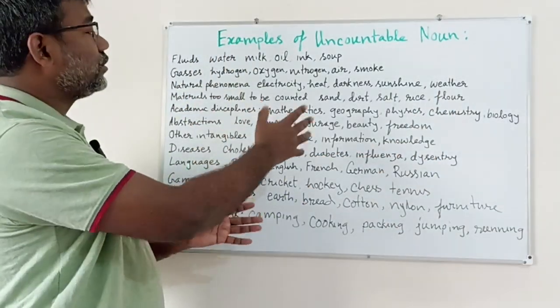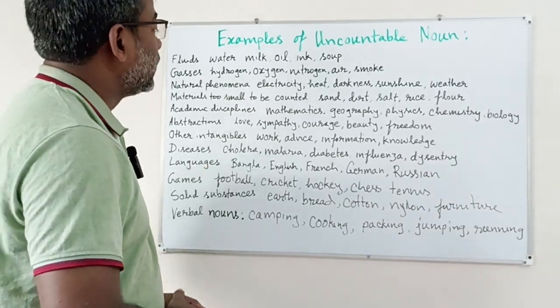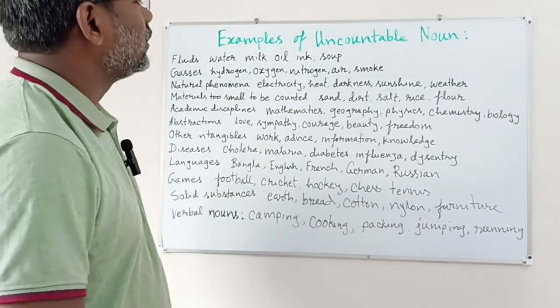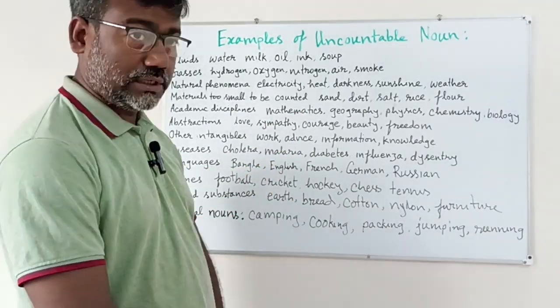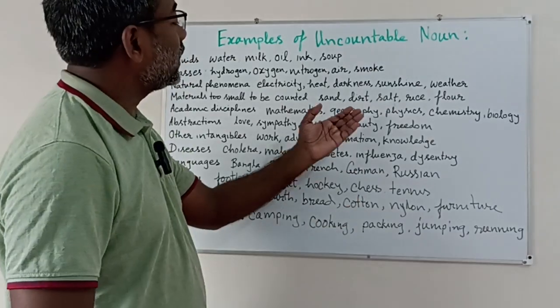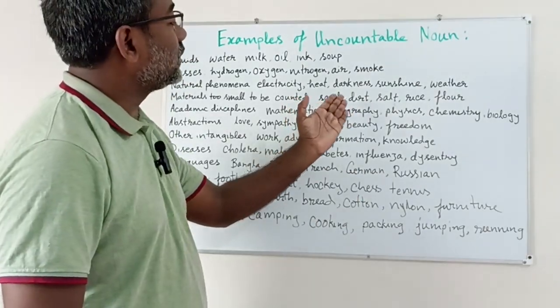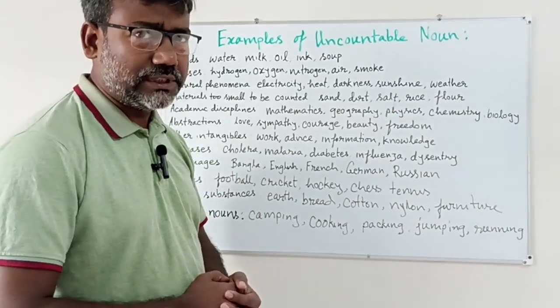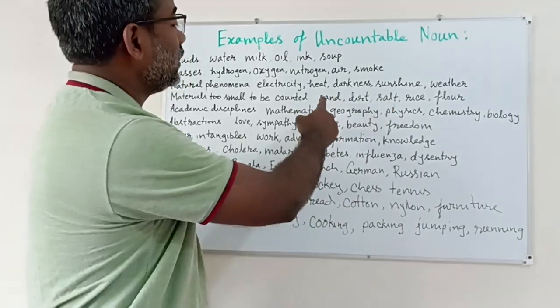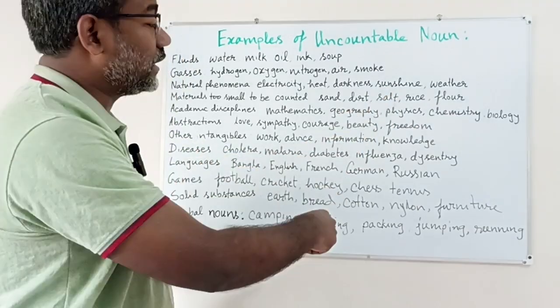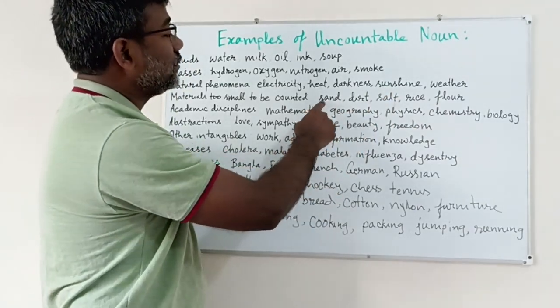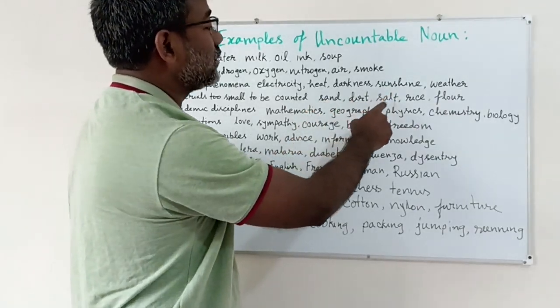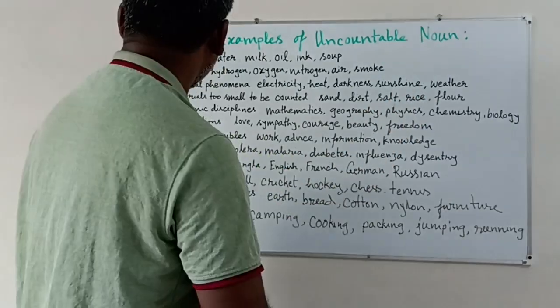Materials too small to be counted. Some materials are too small that you can't count. If you try to count sand or dirt or salt, people will say you are crazy. So it's impossible to count them. These are uncountable nouns: sand, dirt, salt, rice, flour.